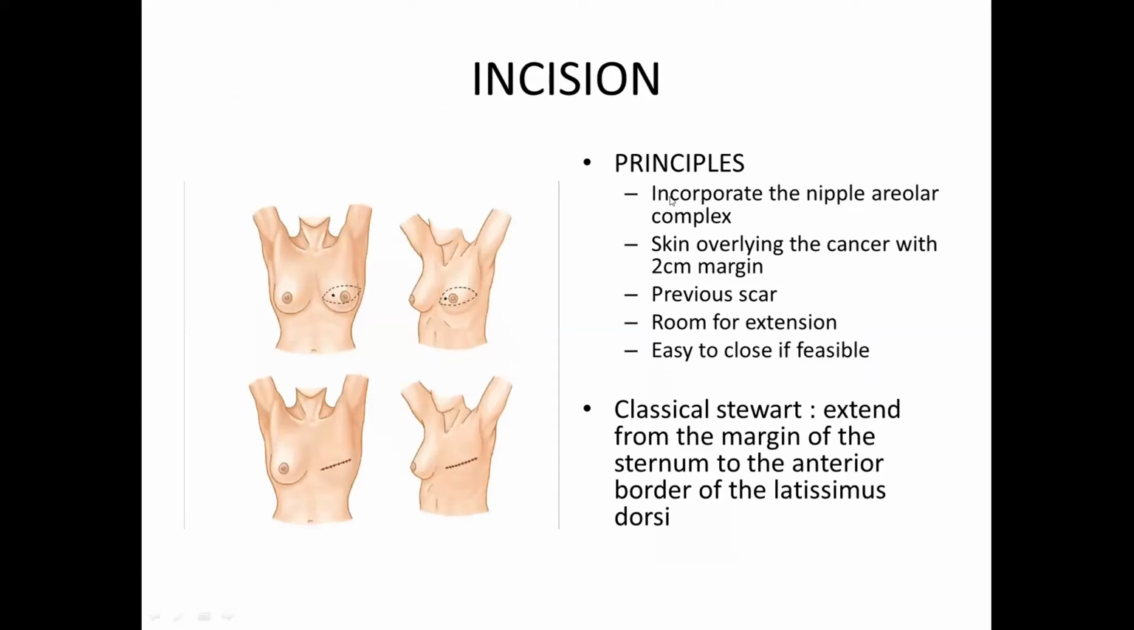The principles of incisions for modified radical mastectomy are that they should incorporate the nipple areolar complex and the skin overlying the cancer with at least a 2 centimeter margin. It should incorporate a previous scar if present, and should be easy to close if feasible. The most common incision is the classical Stewart incision, which extends from the margin of the sternum to the anterior border of the latissimus dorsi. It comprises all the aforementioned principles.